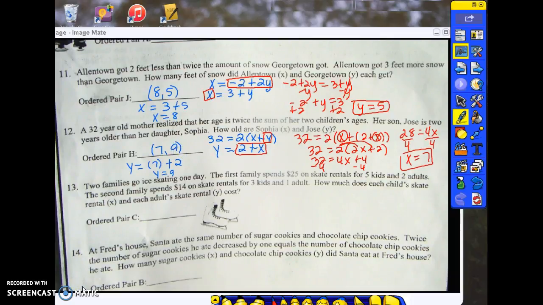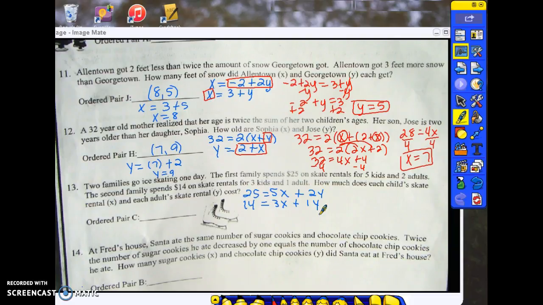2 families go ice skating one day. The first family spends $25, so that's their total. That's on skate rentals for 5 kids, which is represented by x, plus 2 adults, which is represented by y. The second family spends $14 total on skates for 3 kids and 1 adult. This is set up to best do elimination.